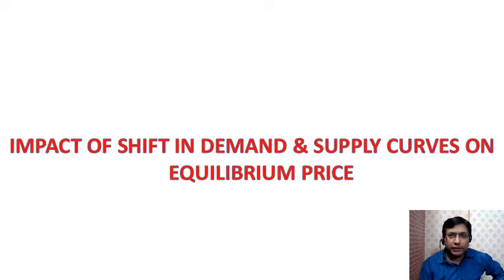We all know that in case of increase in demand, the demand curve will shift towards right. In case of increase in supply, the supply curve will shift towards right. In case of decrease in demand, the demand curve will shift towards left. In case of decrease in supply, the supply curve will shift towards left. And equilibrium price is the price at which demand is equal to supply. So, how can a shift in the demand or the supply curves affect the equilibrium price? Let's analyze it.